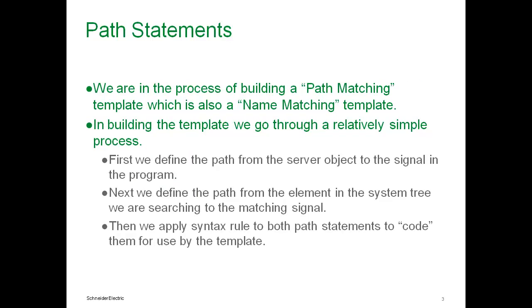We are in the process of building a path matching template, having the path to the signal in a program and finding a match somewhere else in the system tree. We're going to go through a relatively simple process. We'll define the path from the server object to the signal in the program. Then we'll go find the match and we'll define the path from the element that we intend to search to the matching signal. Then we're going to apply syntax rules to both statements to code them, enter them into the template, and give it a test run.